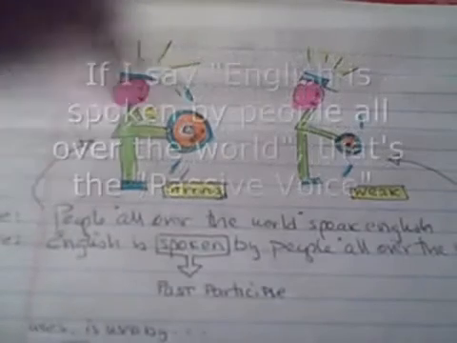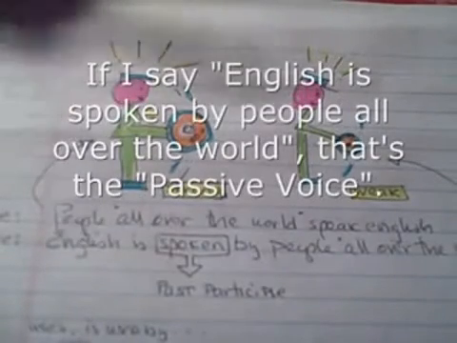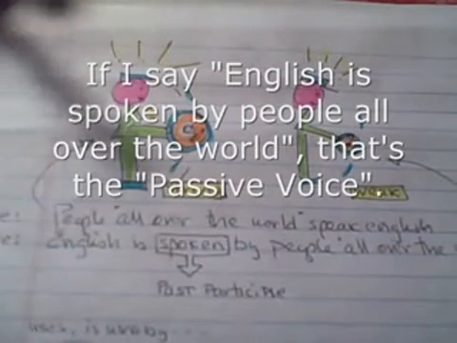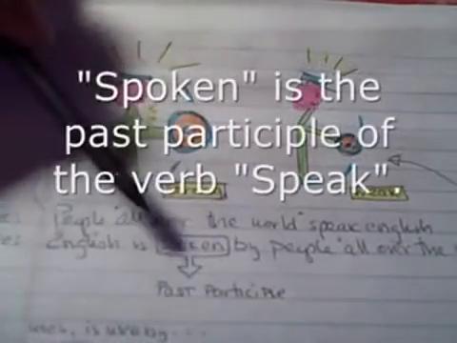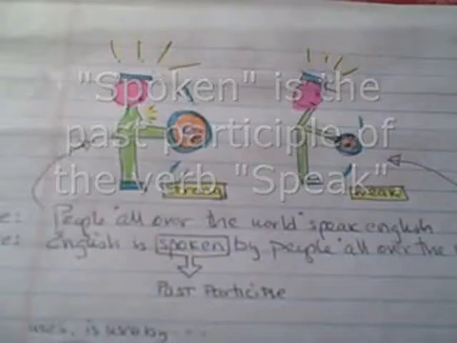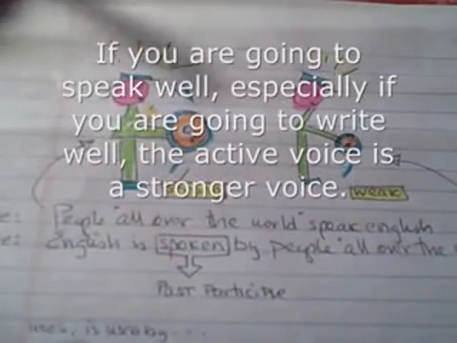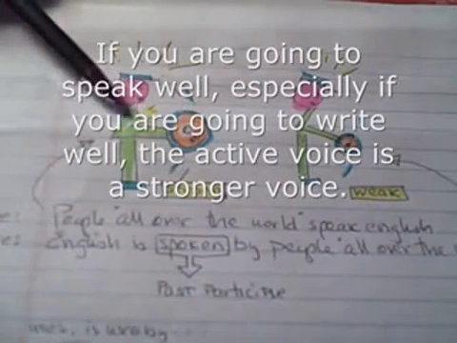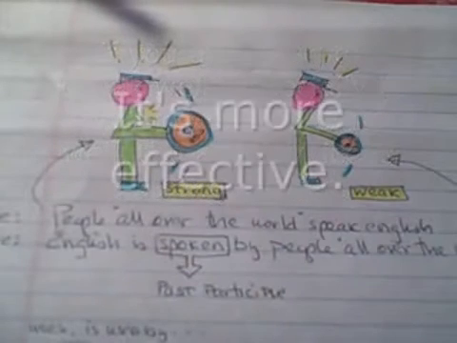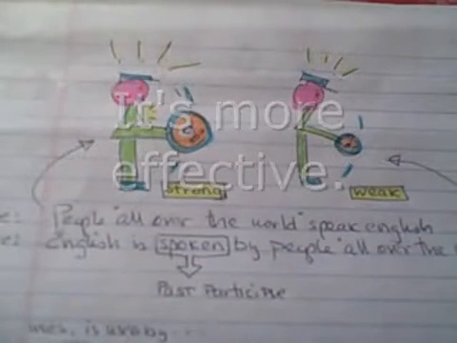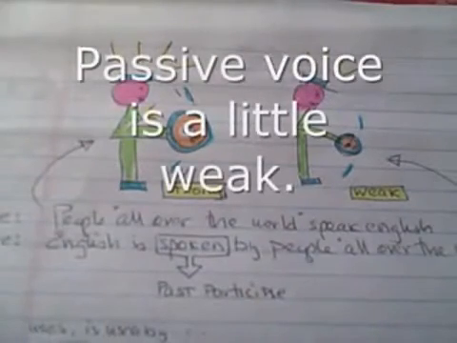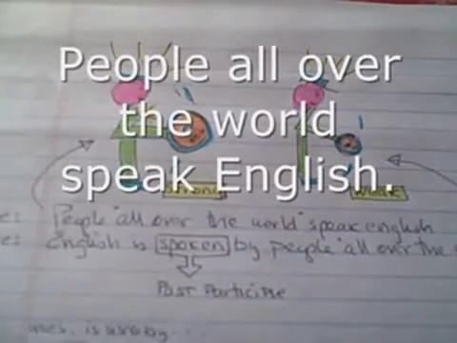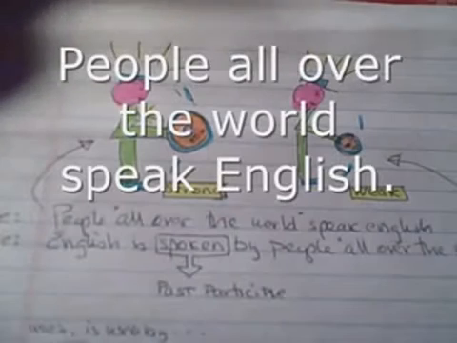I'm saying that in the active voice. If I say English is spoken by people all over the world, that's the passive voice. Spoken is the past participle of the word speak, the verb speak. If you're going to speak well, especially if you're going to write well, the active voice is a stronger voice. It's more effective. Passive voice is a little weak. English is spoken by people all over the world is not as good as people all over the world speak English.